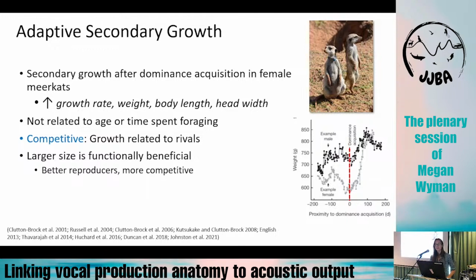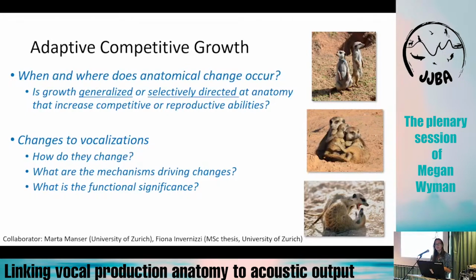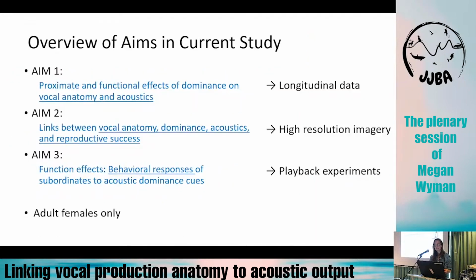And it's competitive in that this growth is related to rivals. If you have a rival that's close in size to you and you become dominant, you're going to grow faster and bigger because you need to be bigger than this individual who's very close to you beforehand. And this larger size is functionally beneficial. You're a better reproducer and you're more competitive against other females. So when and where does this anatomical change occur? Is it generalized across the whole body, or is it selectively directed at anatomy that's going to help them increase their competitive ability or reproduction? And how does this change the vocalizations? What are the mechanisms? Is it functionally significant?